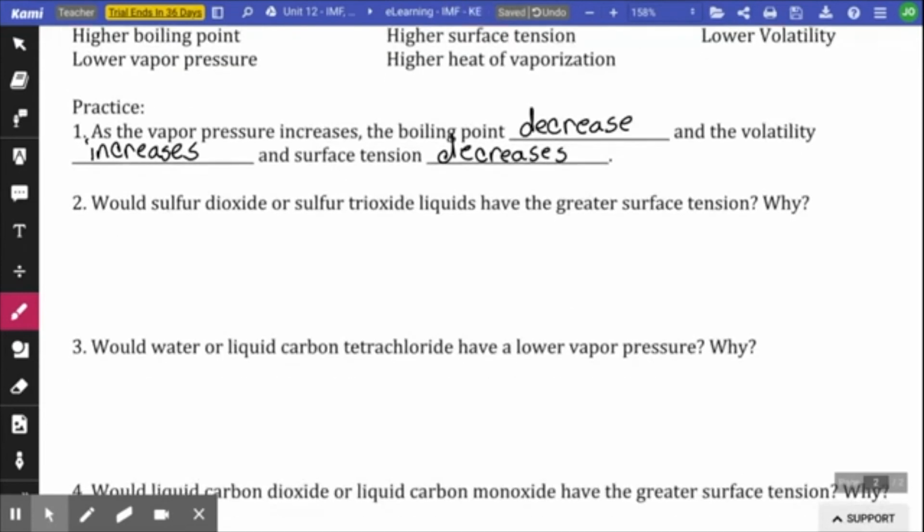So would sulfur dioxide or sulfur trioxide liquids have a greater surface tension? So to figure this out, you need to look at your IMF. Okay. So I have sulfur dioxide. I need to draw the Lewis structure for it. Okay. So I have sulfur bonded with oxygen and another oxygen. You fill your outer octets.